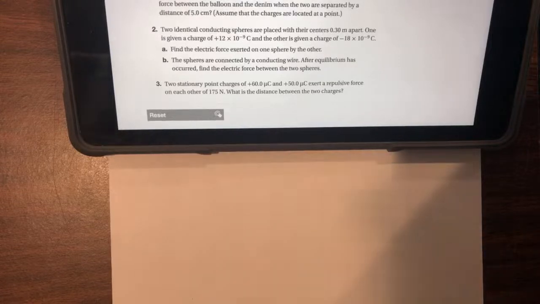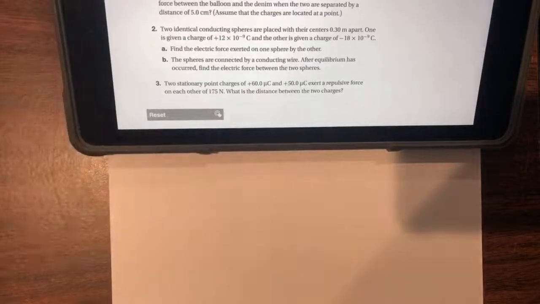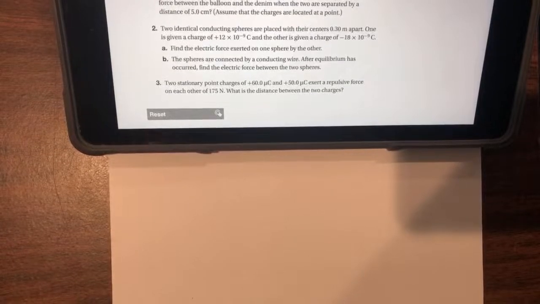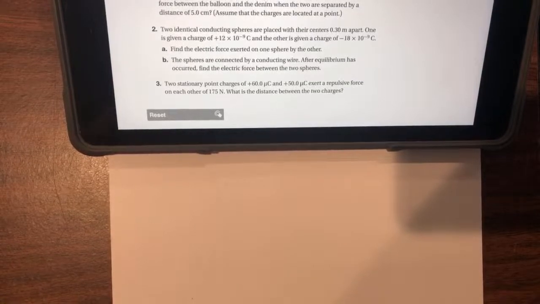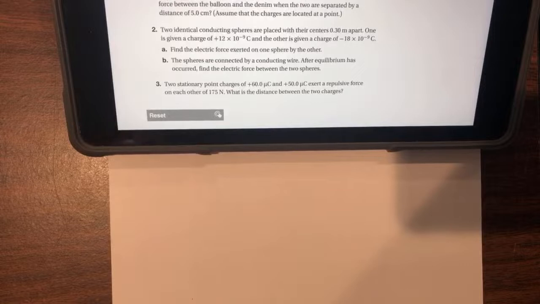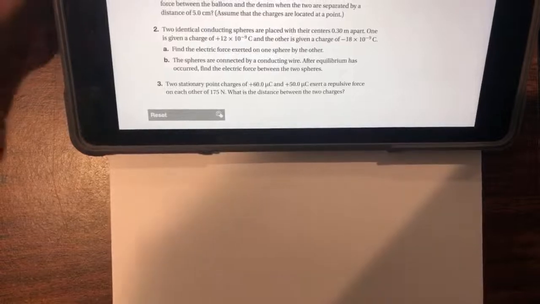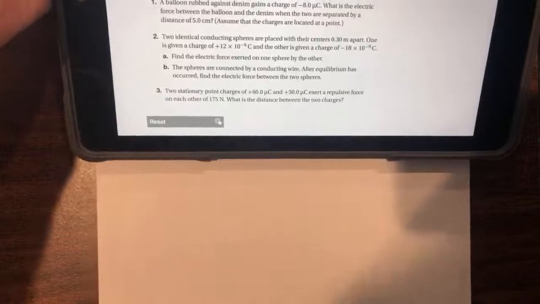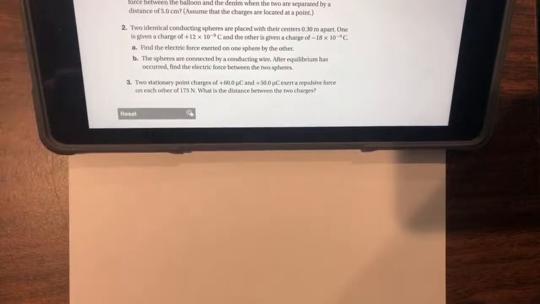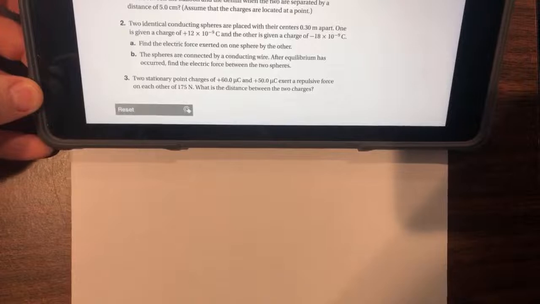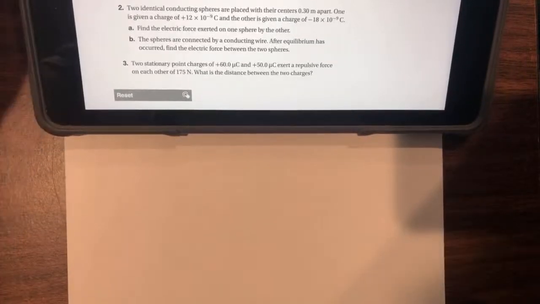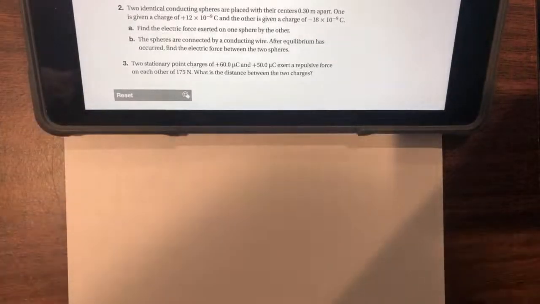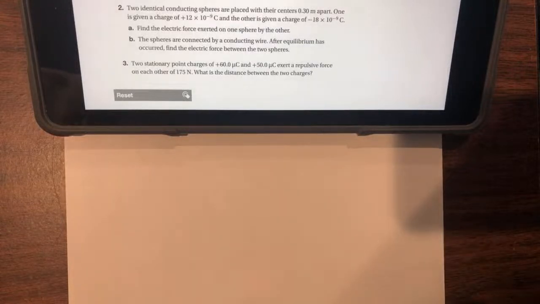Okay, so we got 2 identical conducting spheres placed with their centers 0.3 meters apart, and then one is given a charge of that, and the other is given that charge. We want to find the electrical force exerted on one sphere by another. So the 2 forces are going to be equal but opposite. And we know that already from Newton's third law, right? The forces always come in pairs, so the 2 forces are going to be equal in magnitude but opposite in direction.